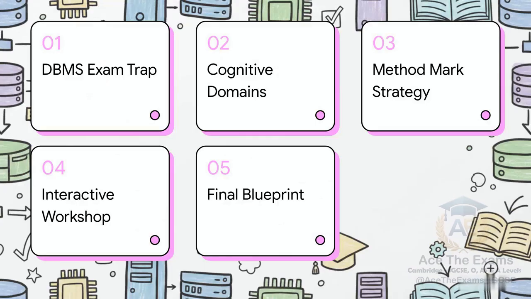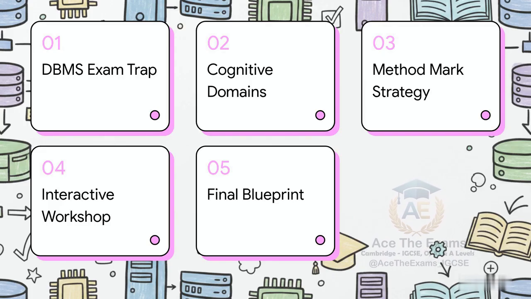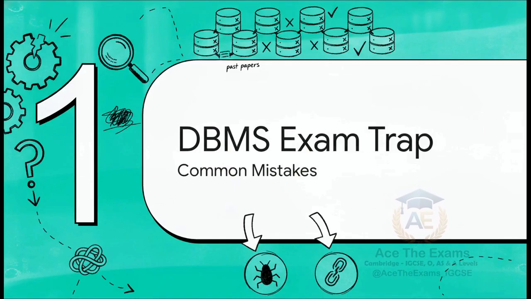All right, here is our highly structured algorithmic blueprint for today's session. First, we'll look at the DBMS exam trap. Second, targeting cognitive domains. Third, the method mark strategy. Fourth, our interactive workshop. And finally, the final blueprint and those crucial examiner warnings. Let's get into it. Starting off with Part 1, the DBMS exam trap.